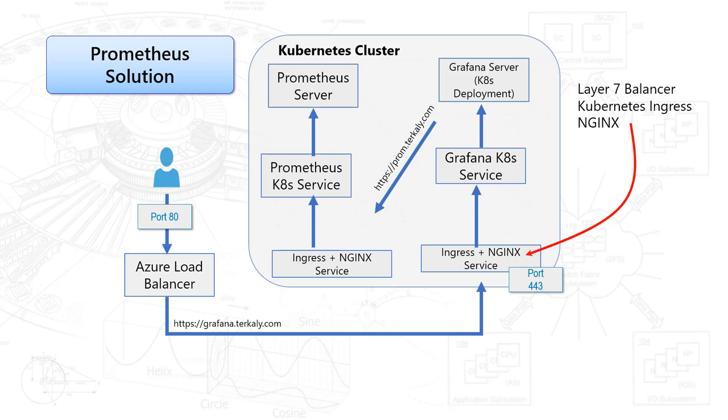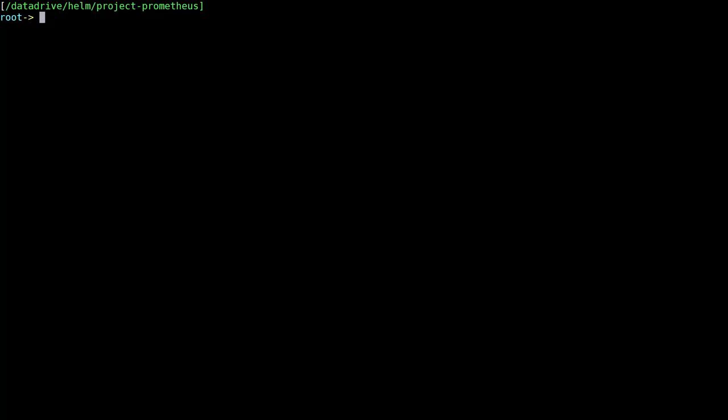Again, the point here is that we can use https://grafana.turkey.com to access the layer 7 load balancer through the layer 4 load balancer, thus giving us secure access to the Grafana dashboard, giving us the performance characteristics of our Kubernetes cluster. So let's now look at my deployment file.